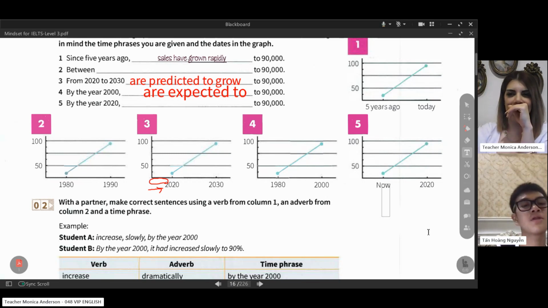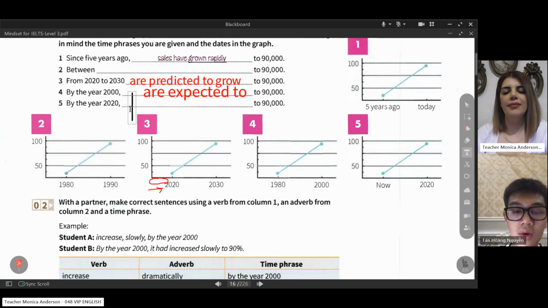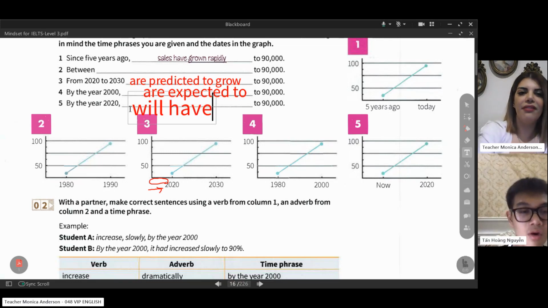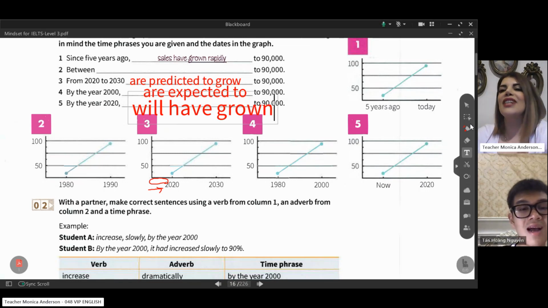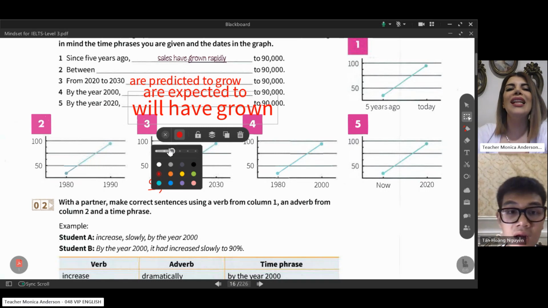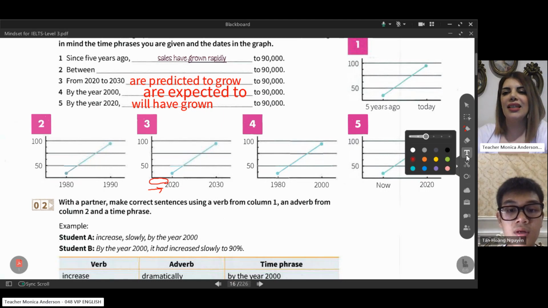By the year 2020, sales will have grown. Very good. As I told you, perfect form. This is future, so will have grown. Very good. Excellent.